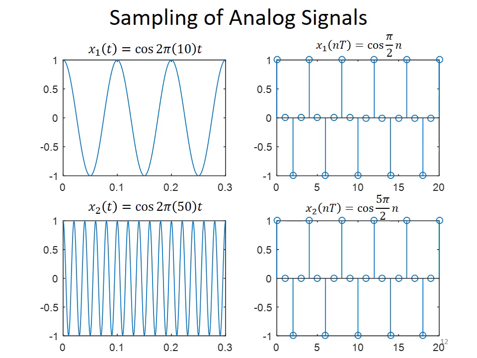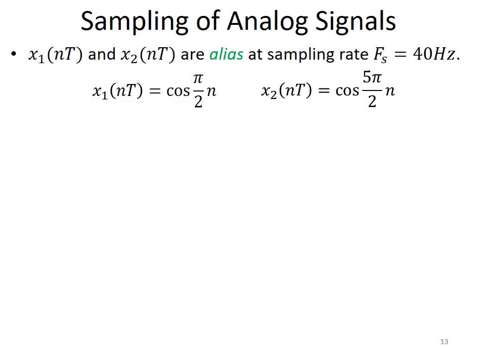This is the continuous time signal x1 having frequency 10 Hz. This is another continuous time signal x2 having frequency 50 Hz, and these are the corresponding discrete time signals, and you can see they are exactly the same. And this is what we expected from the example. So x1 and x2 are aliased at sample rate equal to 40 Hz.